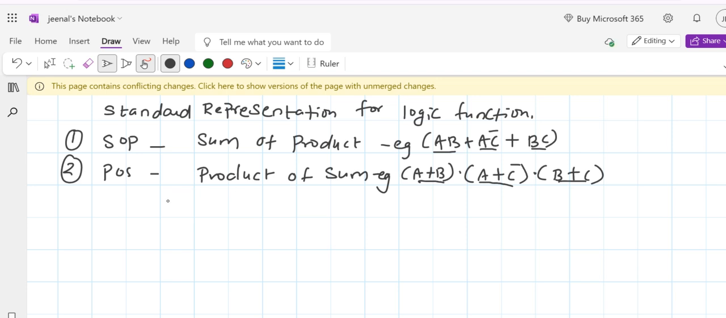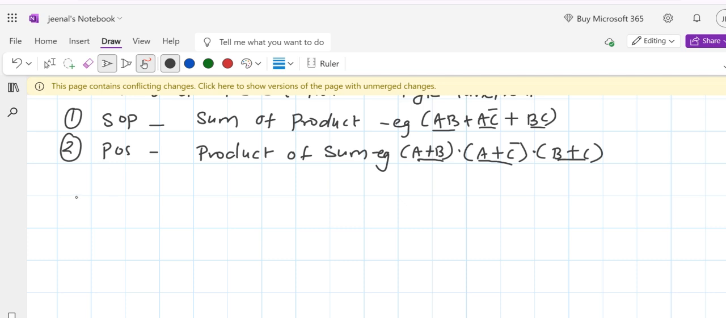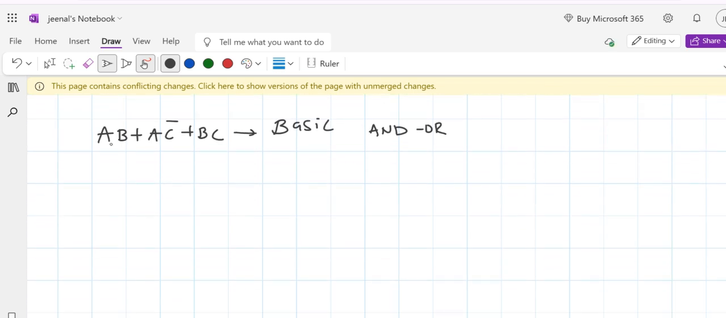So let us discuss the first case, SOP. How do we represent it and how do we implement it? We'll take the same equation, AB plus AC bar plus BC. If it has been asked to realize using basic gates, then the standard representation is called AND OR representation. So we have two levels of representation. First, we will do the AND of all these, and then we'll OR all of the gates.